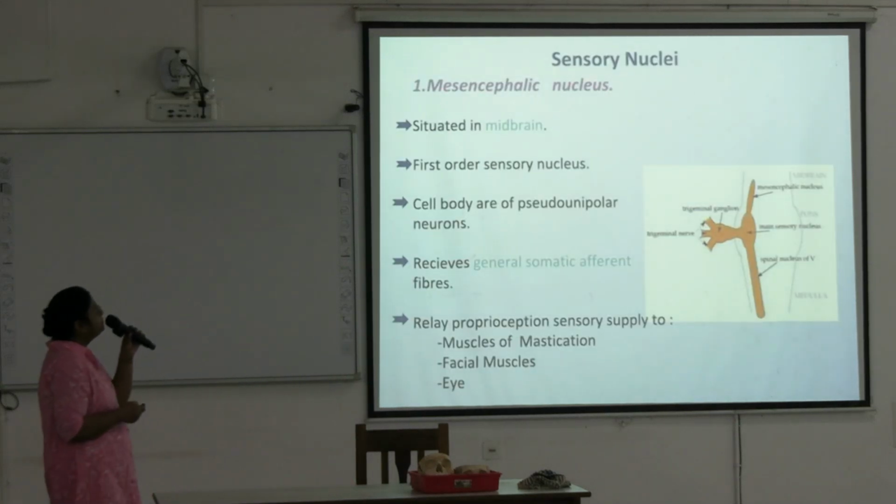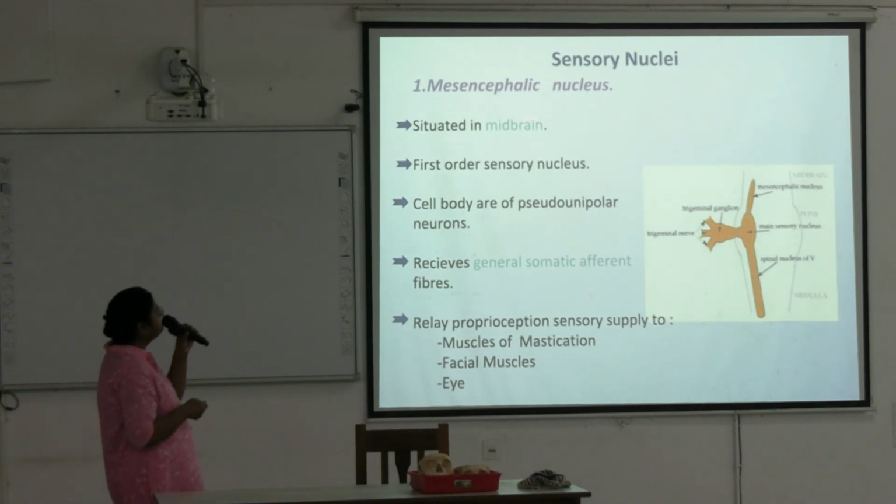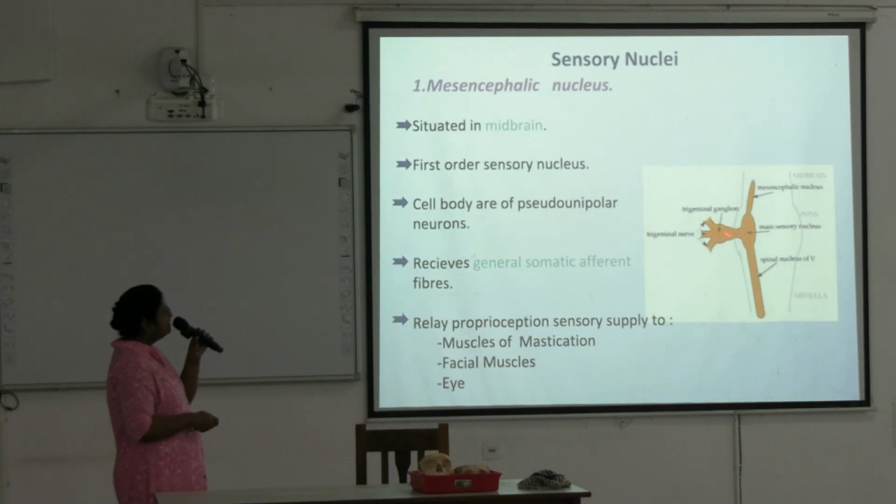So first we go to the sensory nuclei. 3 sensory nuclei are there. First is mesencephalic nucleus, situated in the midbrain. See, this is the nuclear complex. So first here is the mesencephalic nucleus. This is main sensory nucleus. This is spinal nucleus of the trigeminal nerve. Okay, and also the motor nucleus will be located in the upper pons.